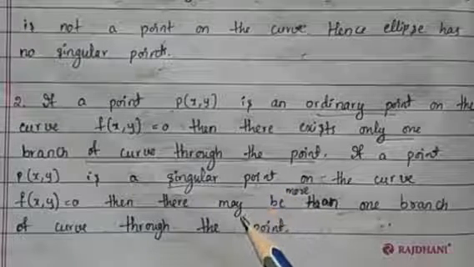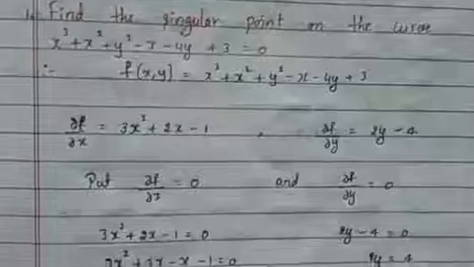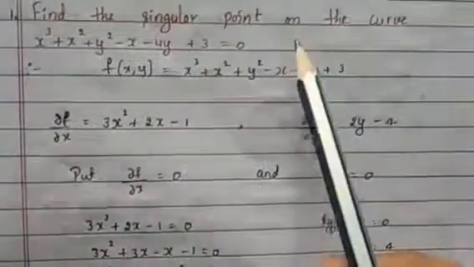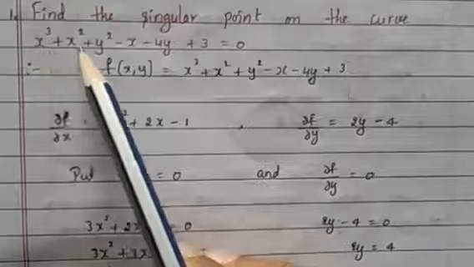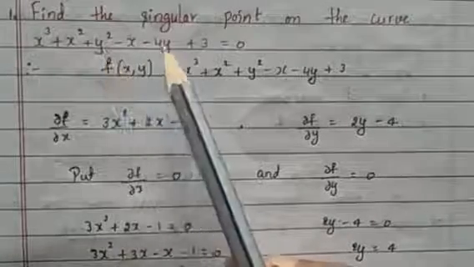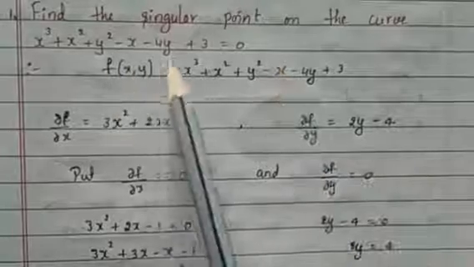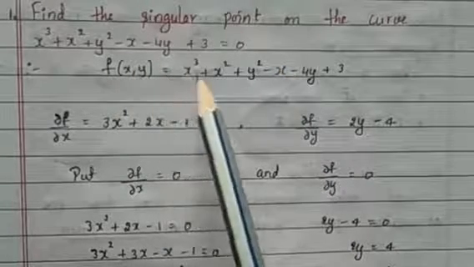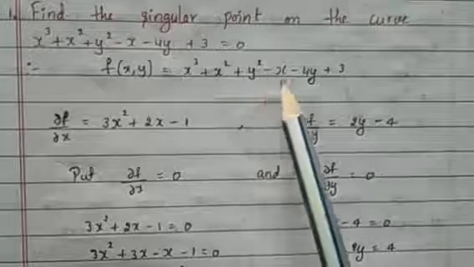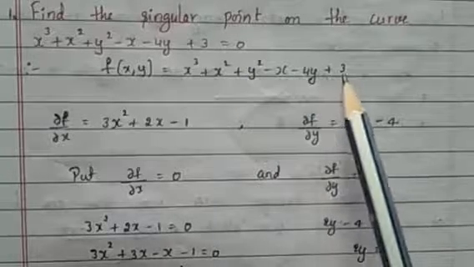Okay, let me move on to the problems. Find the singular points on the curve x cube plus x square plus y square minus x minus 4y plus 3 equal to 0. I denote this as f(x, y) equal to x cube plus x square plus y square minus x minus 4y plus 3.